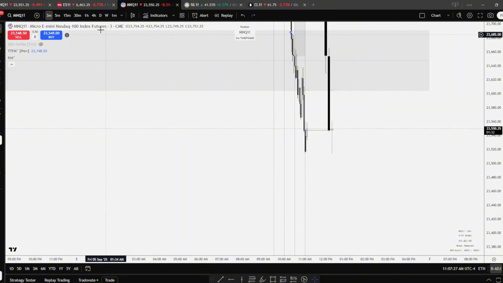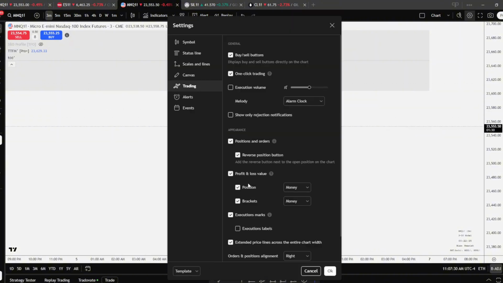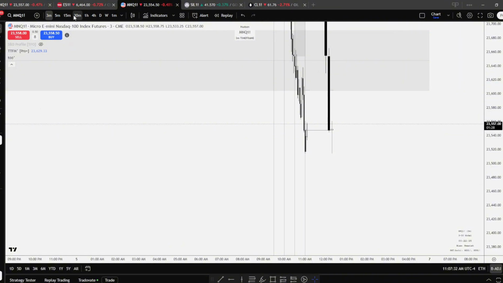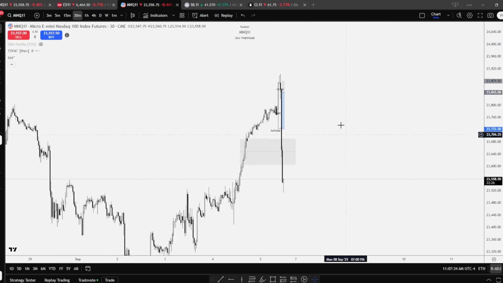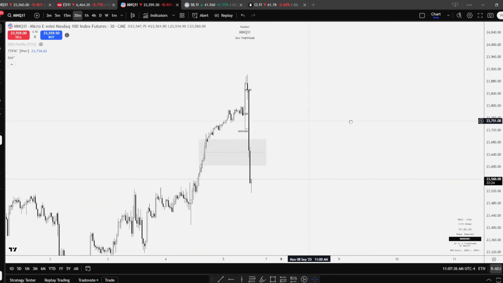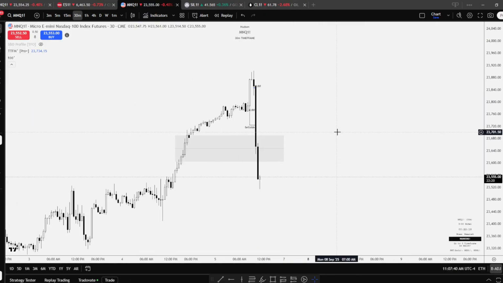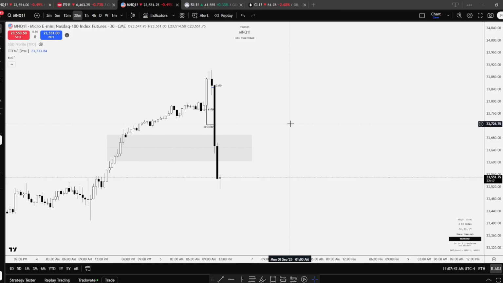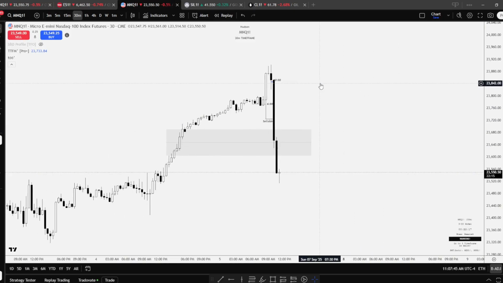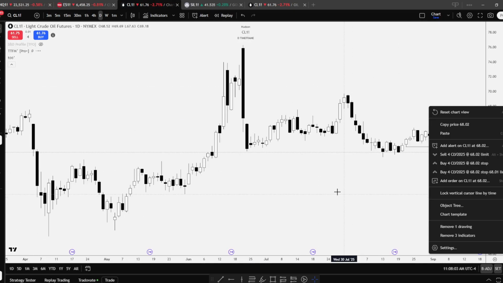All right, and then you guys can see we did end up coming down here to that 4-hour gap, and we actually completely died. So yeah, look at that. We just died, bro. So that was the first trade on MNQ today. And let's hop over to oil next.